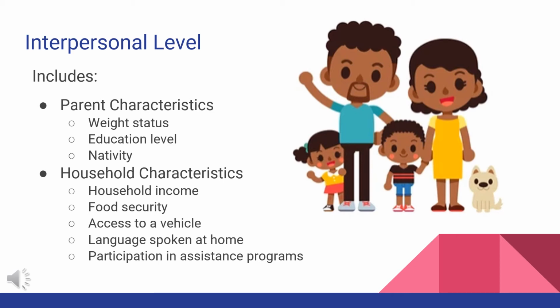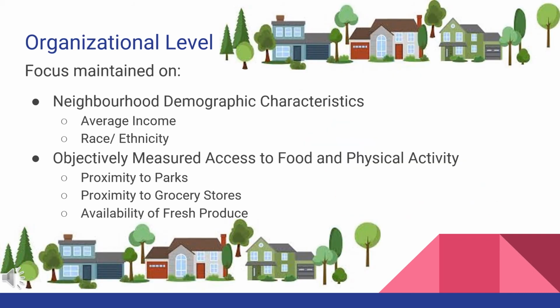The household characteristics that were studied in this context were household income in comparison to the federal poverty line, food security, access to a reliable vehicle for grocery shopping, the language most often spoken at home, and any participation in federal assistance programs. These characteristics allowed the researchers to examine the interpersonal level of the social ecological model and better understand the contributions to predicting these children's weight status.